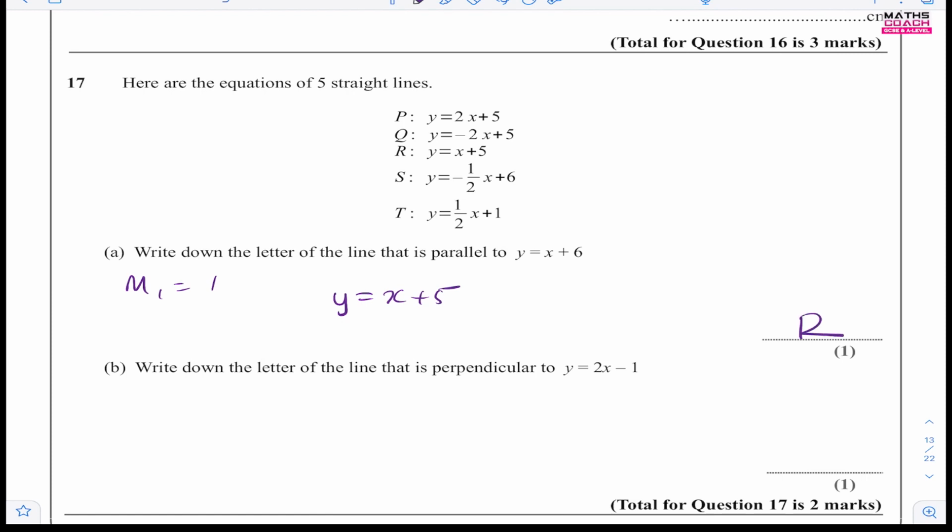Next, it says write down the letter of the line that is perpendicular to y is equal to 2x minus 1. Now, when two lines are perpendicular, the second one has the negative reciprocal of the first one's gradient. So if this one's gradient is 2, which we get from here, our second line must have the gradient minus 1 over 2. So looking at our list of straight line equations, we can see that this one has a gradient of minus 1 over 2. So the equation that we want is minus a half x plus 6 and the letter S.